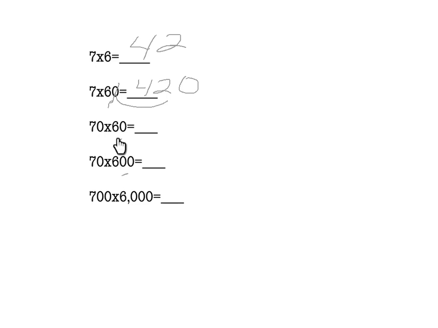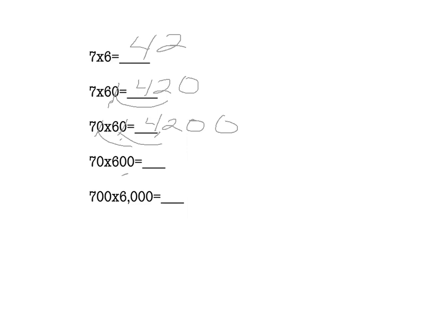I've got 70 times 60. When I see they're multiples of 10, I can just take the zero off. Take that zero off, take that zero off. 7 times 6 is 42. Bring that zero over, bring that zero over. So 70 times 60 is 4,200. Remember to put your comma every third place value.